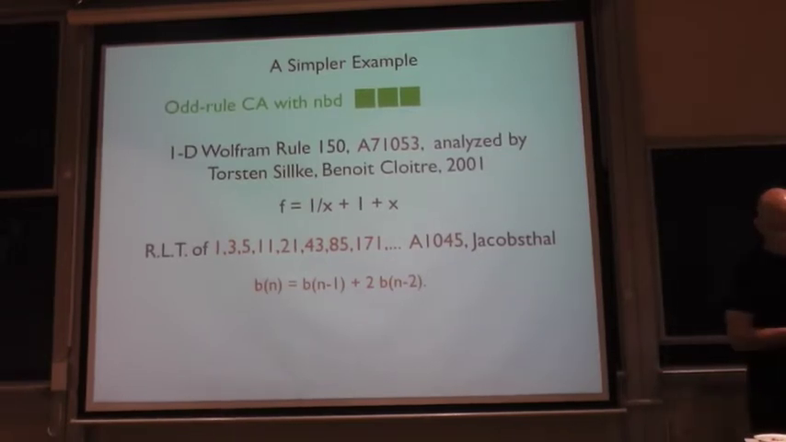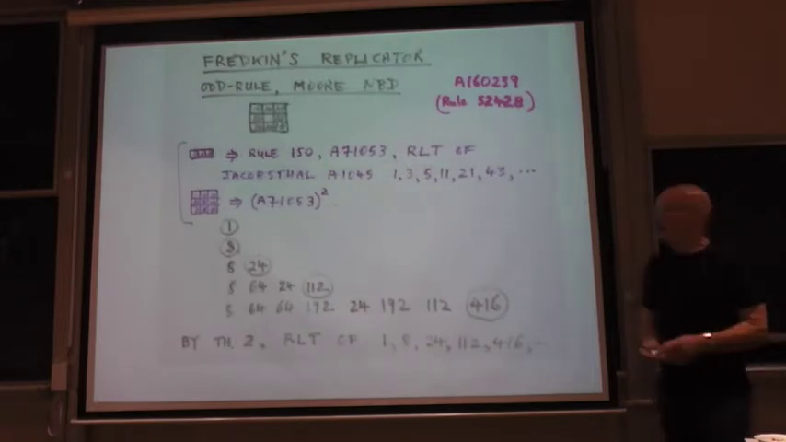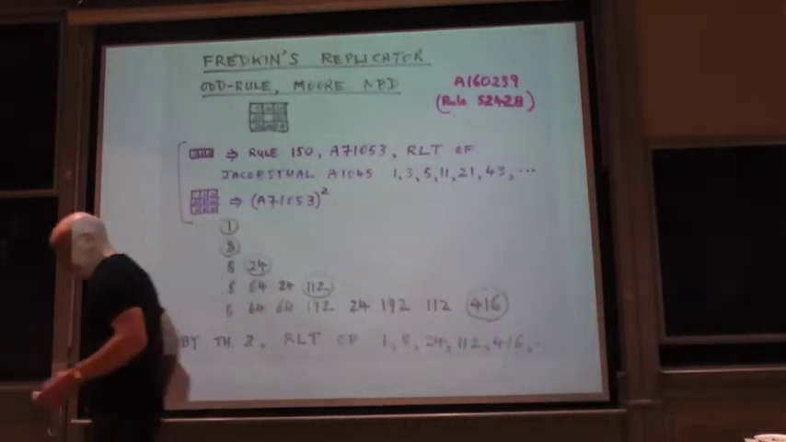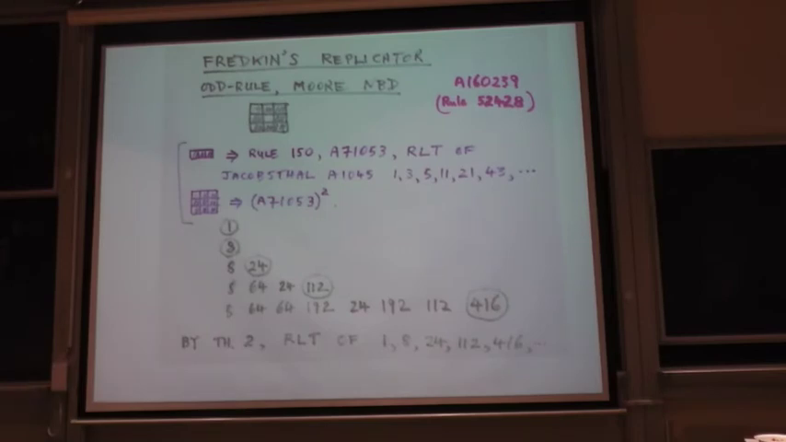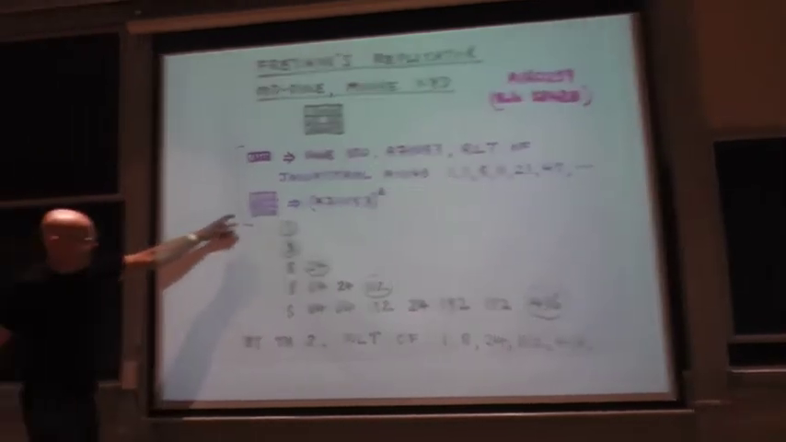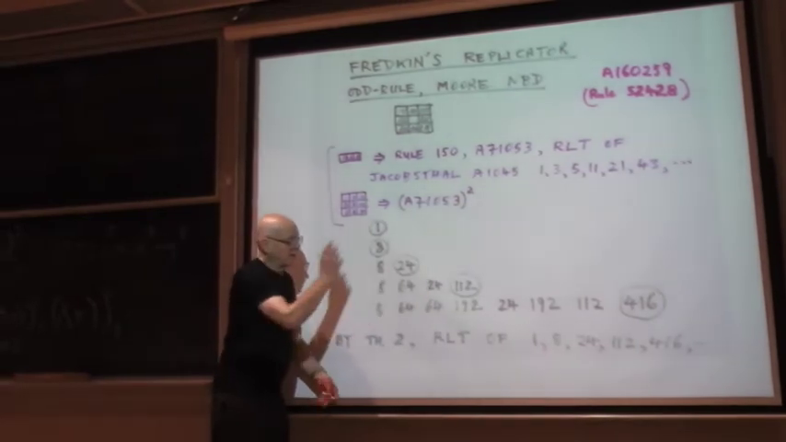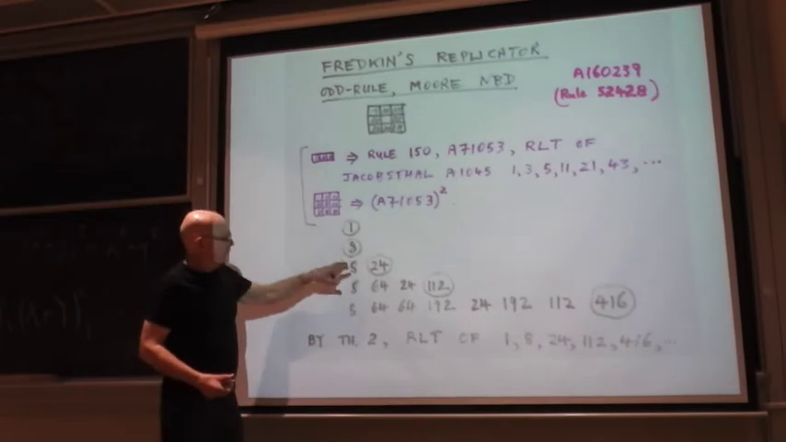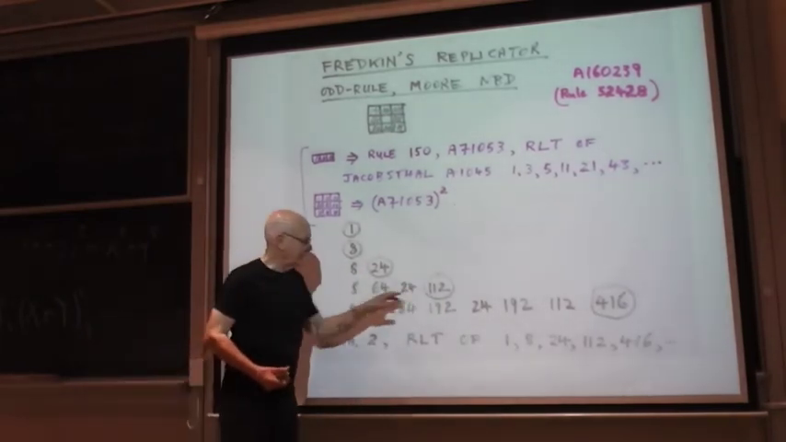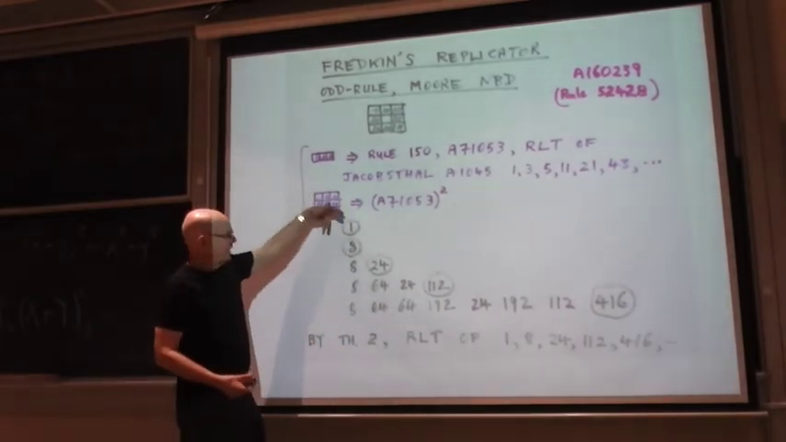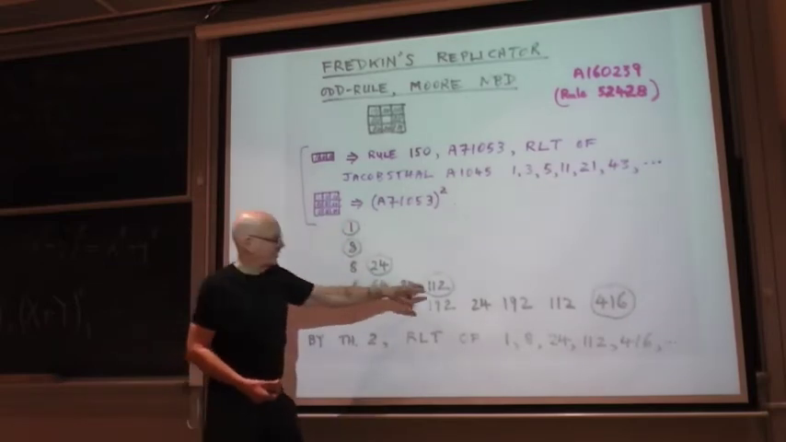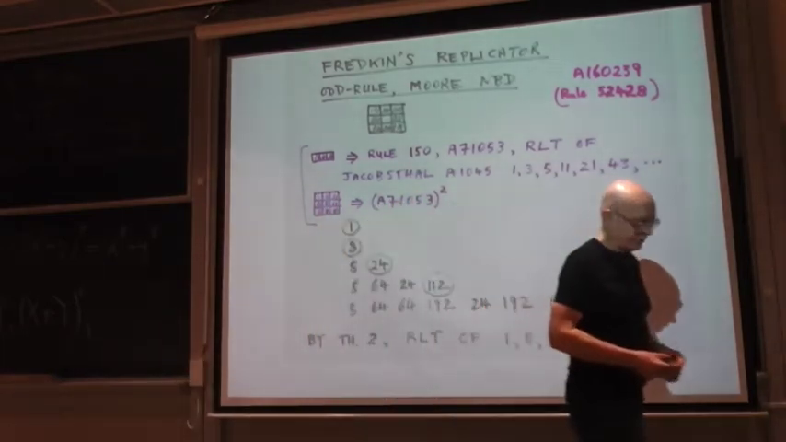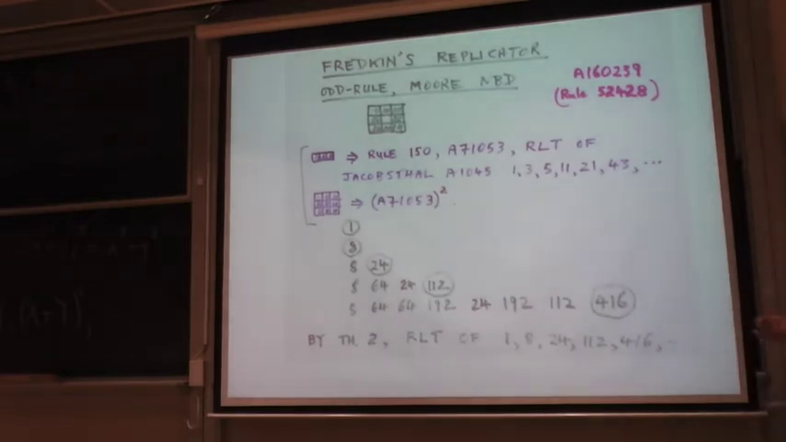Okay, so now let me talk about Fredkin's replicator. So I've told you what the neighborhood is. Here are the numbers. This is the tableau of the number of cells that are on at the nth generation: 0, 1, 2, 3, 4, 5, 6, 7, and so on. Theorem 2 says it's the run length transform of the numbers at 1 less than powers of 2. So we know that's true, but we don't yet know what these numbers are. We have a guess, but that's all.